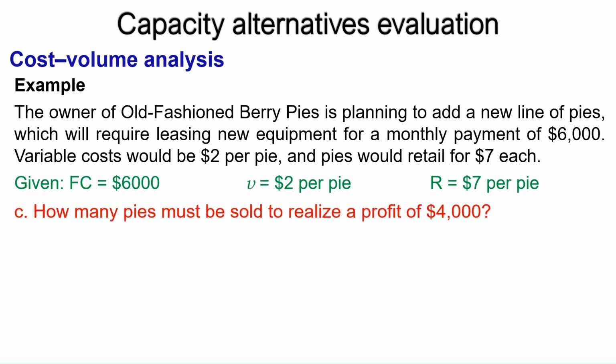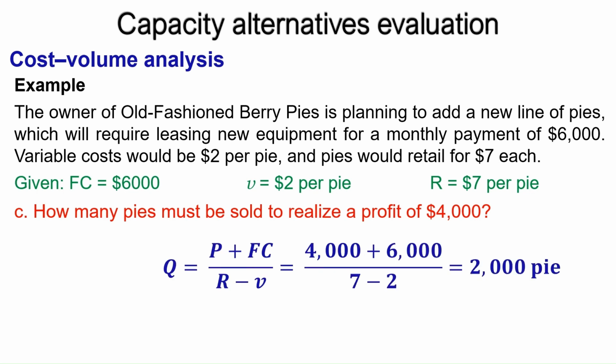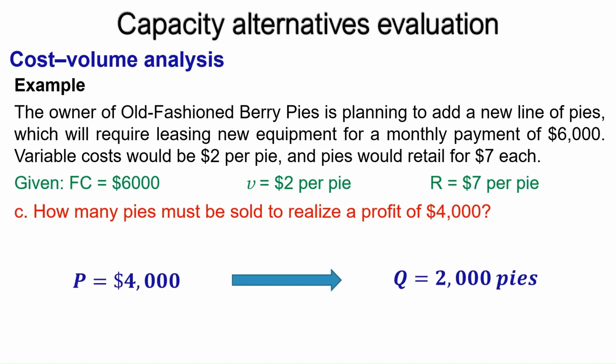The third question is to find the quantity to make a profit of $4,000. To do this, simply substitute in this formula. Q equals (4,000 plus 6,000) divided by (7 minus 2), which equals 2,000 pies. So, to make a $4,000 profit, 2,000 pies would be produced and sold.